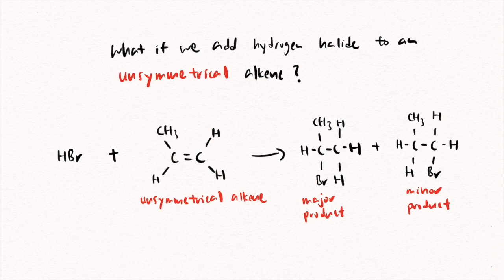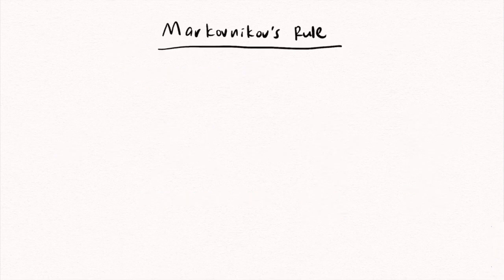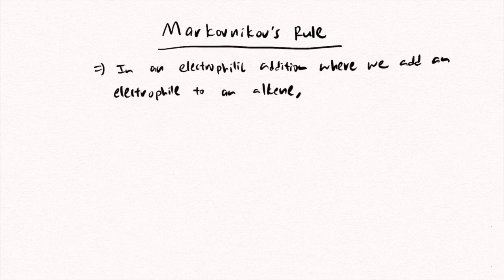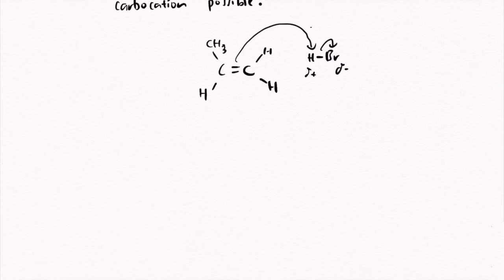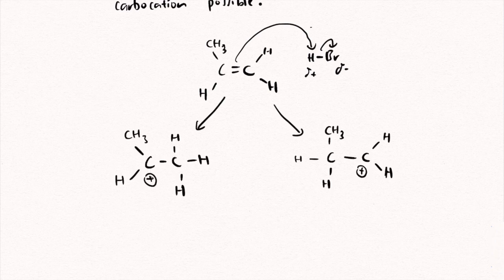So now, in order for us to determine the major and minor product, we will need to know Markovnikov's rule. So, what is Markovnikov's rule? This rule states that in an electrophilic addition, where we add an electrophile to an alkene, the electrophile acts in such a way as to form the most stable carbocation intermediate possible. So, in this case, when we are adding HBr to our asymmetric alkene, propene, there are two possible intermediates that can be formed. Do you realize that one of the carbocation intermediates is more stable than the other? The carbocation on the left is more stable.